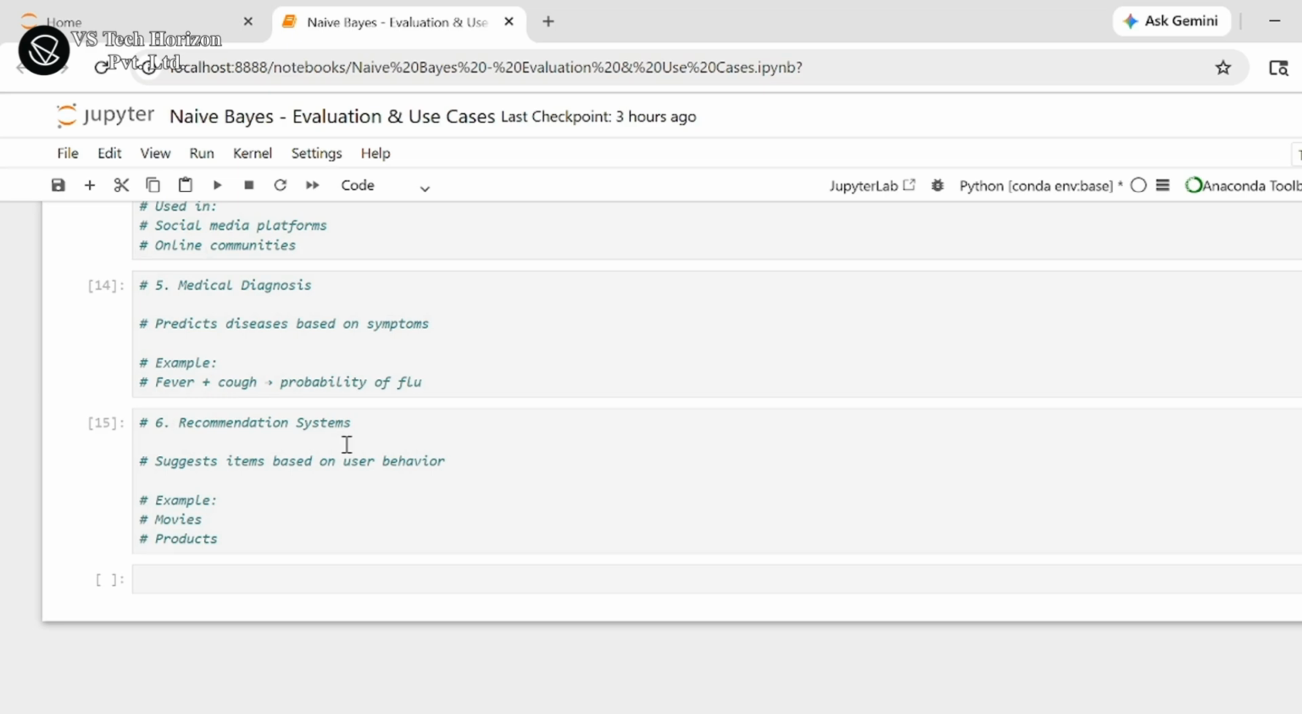To conclude, naive-Bayes is a probabilistic classifier that works well with text classification tasks, and it is evaluated using metrics like accuracy, precision, recall, and F1 score, and it is widely applicable in real-world scenarios.